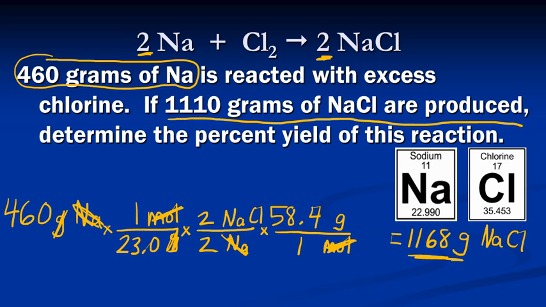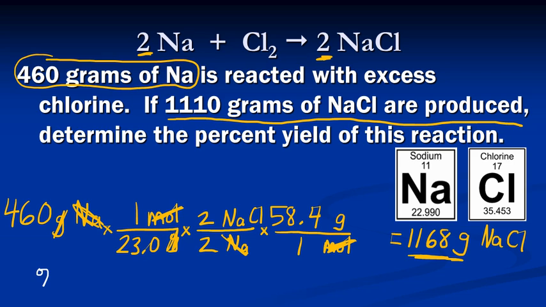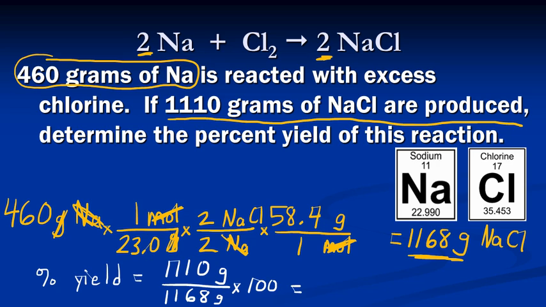Now we go back to our equation and remember that percent yield is actual divided by theoretical times 100. So the actual yield was in the problem, 1,110 grams, and then the theoretical yield we just calculated is 1,168 grams. And of course we multiply that by 100, and when we key that in, we get an answer of very close to 95%. And so we can say that our percent yield in this case is about 95%. 95.0 actually.